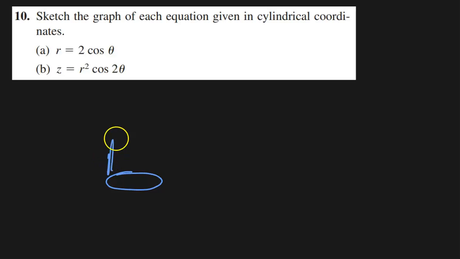Z can range over all real values. So it might be a cylinder that looks something like this. Okay, so that's something to keep in mind for the first question. For the second question, there's no such limitation. We have z, we've got r, which is going to break down into y and x. So let's start with the first question.